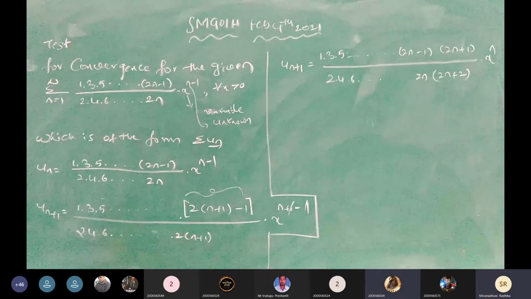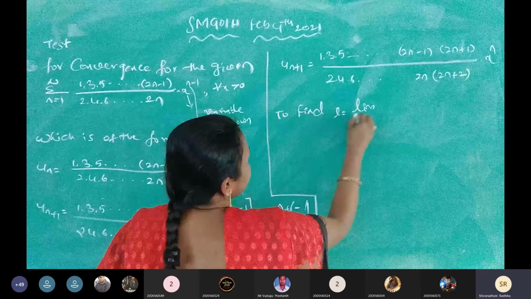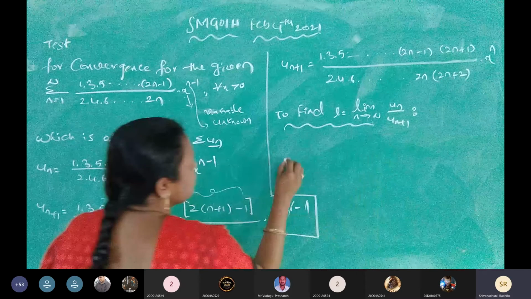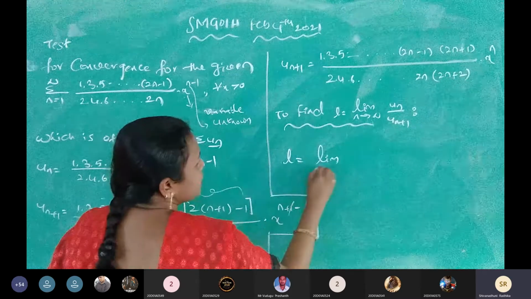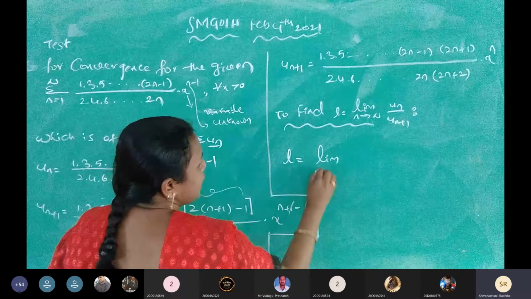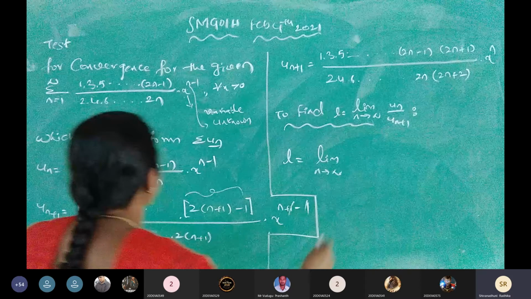No doubts, continue, ma'am. Next, to find the n value, that is limit n tends to infinity of un by un plus 1. It is clear? Now limit n tends to infinity. First I am going to write un, so that is 1 into 3 into 5 up to 2n minus 1.